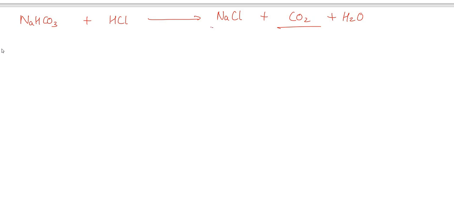Let us take one more example of metal hydrogen carbonate, metal bicarbonate, sodium hydrogen carbonate. It is NaHCO3. When it reacts with HCl, same products it will form: NaCl plus CO2 plus H2O. So it's a property that whenever an acid reacts with metal carbonate or metal hydrogen carbonate, it will liberate carbon dioxide gas, and it will form a salt along with water.